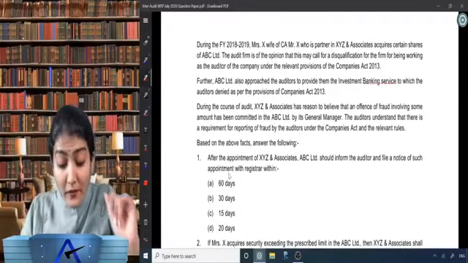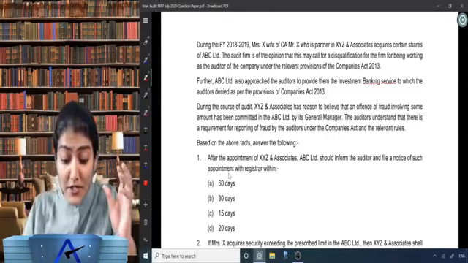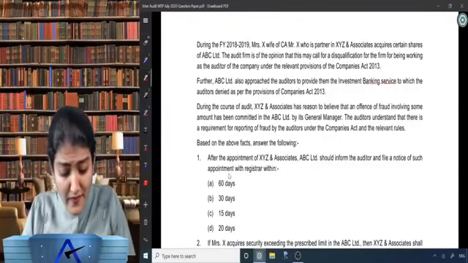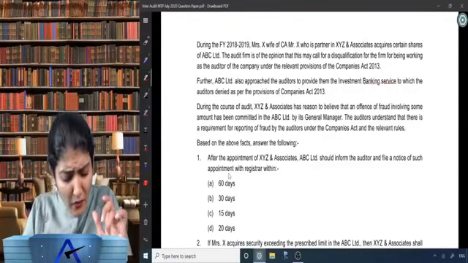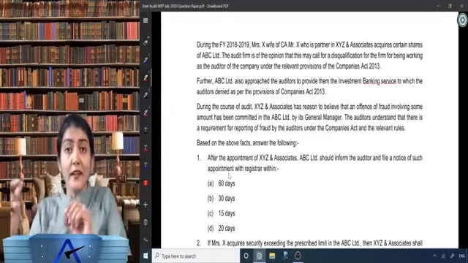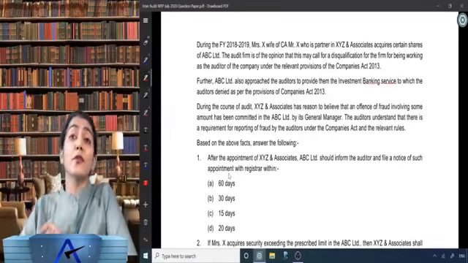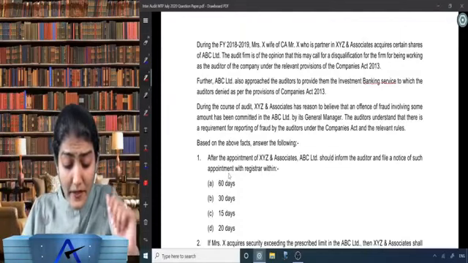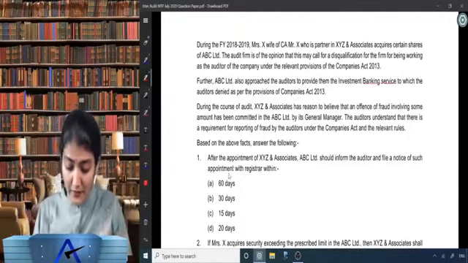Right, during the course of audit, XYZ and Associates has reason to believe that an offence of fraud involving some amount has been committed in ABC Limited by its general manager. The auditors understand that there is a requirement for reporting of fraud by the auditor under the Companies Act and the relevant rules. And 143(12), duty to report the fraud to the central government. Based on the above facts, answer the following.